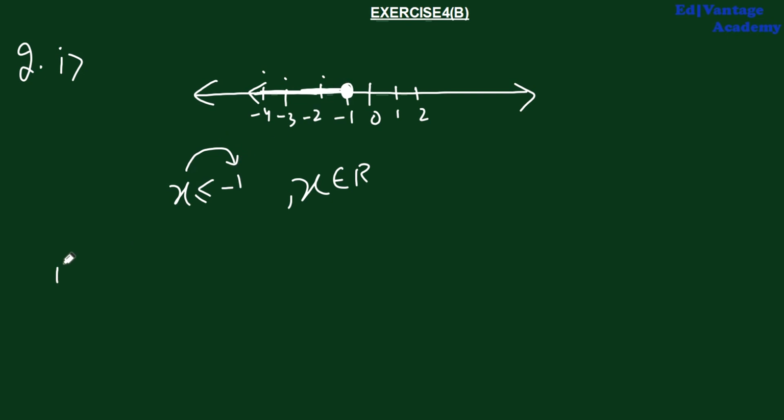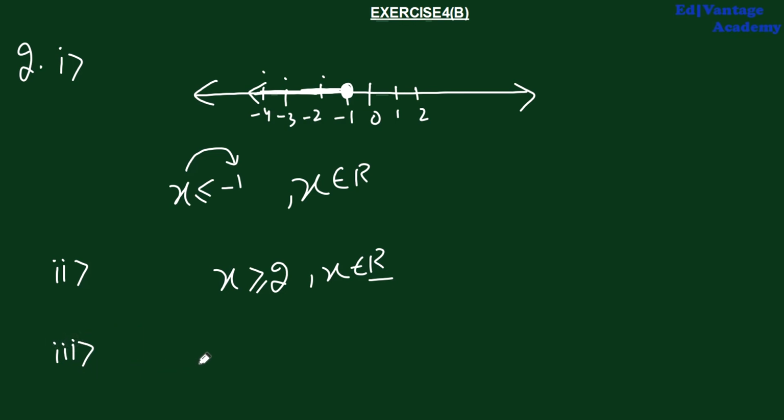Second part, if you see there, x is greater than 2 and 2 is also highlighted, so x is greater than or equal to 2 and x belongs to real number. Whenever you see a clear line from the beginning, means x is a real number.